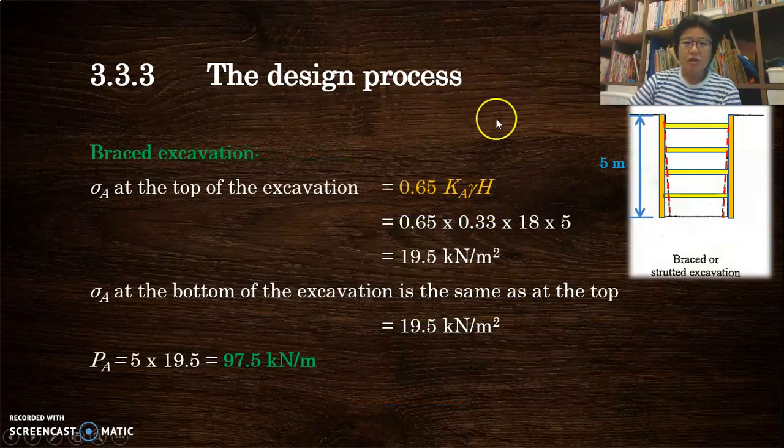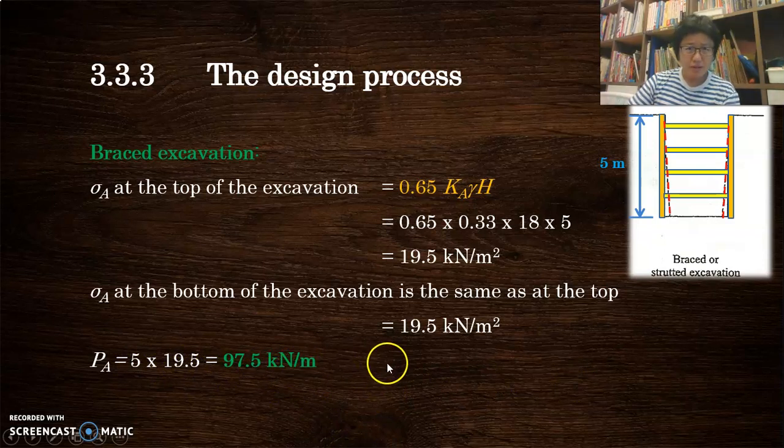So from the top to the bottom, because it's a rectangle, the formula is the same, 0.65 Ka gamma H. And what is gamma H? It is sigma V, right? Get that right. 18 is the gamma of the soil, 5 is the height of the wall. That gives 19.5 kN per meter square. And the active thrust coming in, because it's rectangular, is just 5 times 19.5. So you get the answer of 97.5.